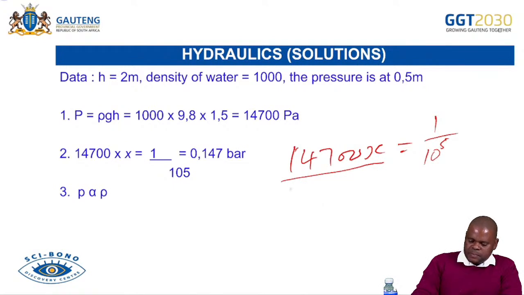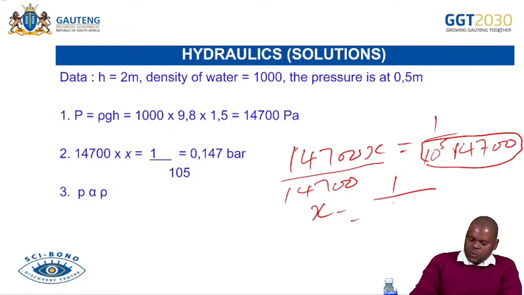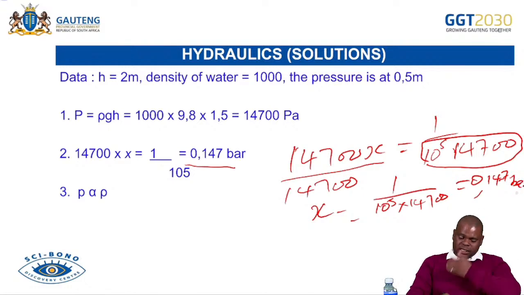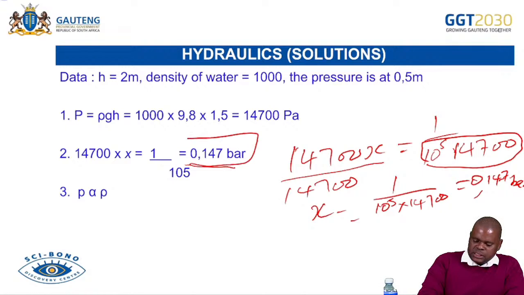We divide both sides by 14700. Then we'll get what? Then x will be 1 over this, which is going to be 10 to the 5 multiplied by 14700. It gives us 0.147 bars. That is the answer.